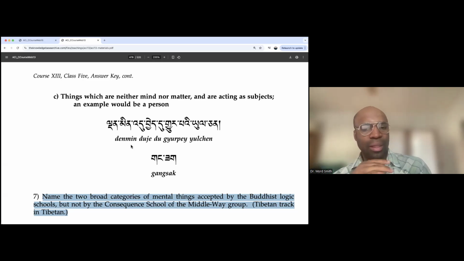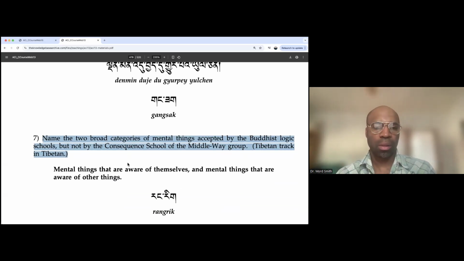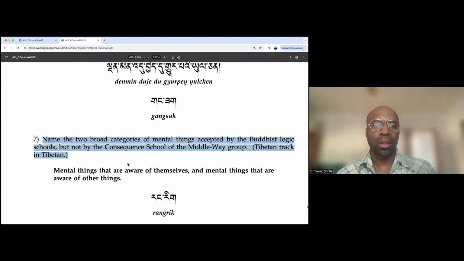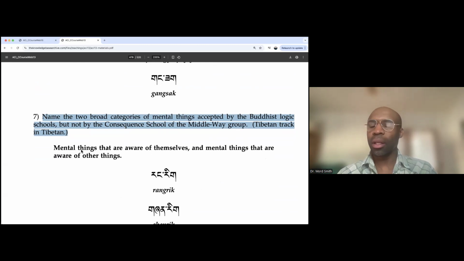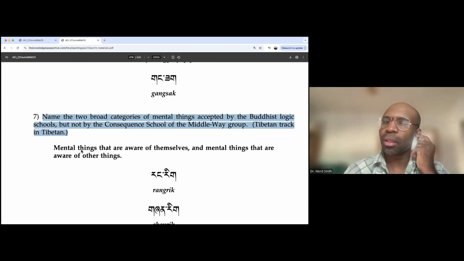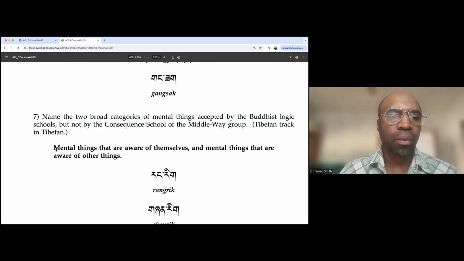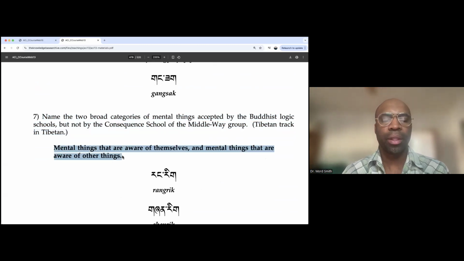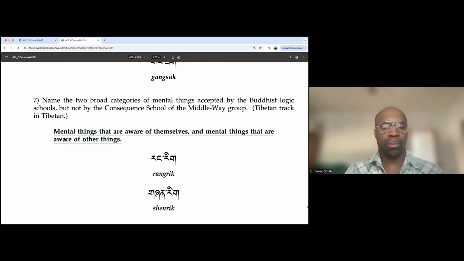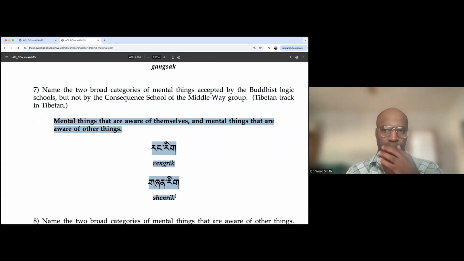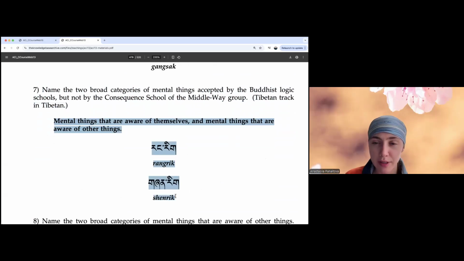Is it Rangsen and Chitzen? Oh, Rangrik. Oh, okay. Yeah. This school accepts Rangrik as well as mind only. Mental things that are aware of themselves, and mental things that are aware of other things. Rangrik, Shenrik.